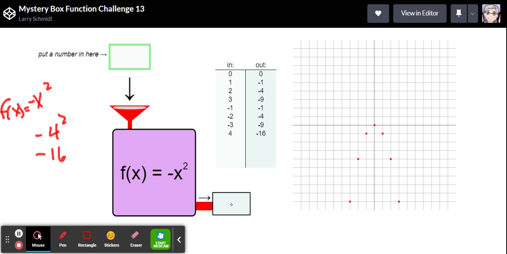Let's go ahead and reveal. Yes, f of x is -x squared. And the graph for that, beautiful upside down parabola. It looks like a lovely arch.